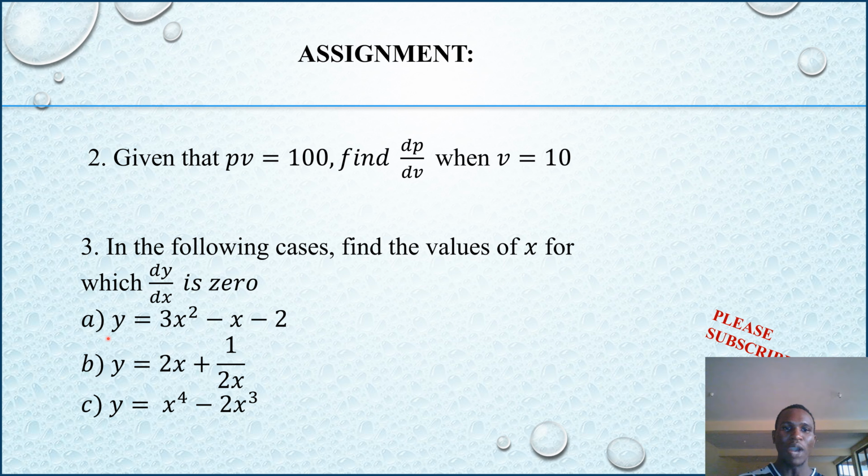Then question 3, you have to find the values of x which makes dy/dx 0. So I ask you to differentiate this function. Then you find the value of x that will make it 0, or you just equate to 0 and solve for x. I've given you a guide, make sure you do it correctly. That's 3 questions for question 3.